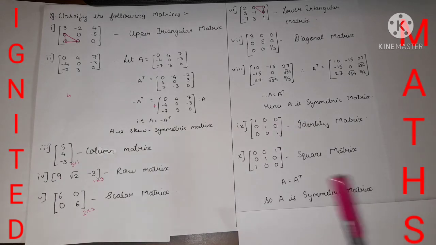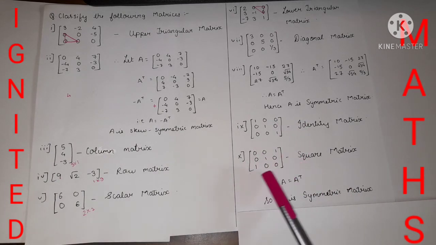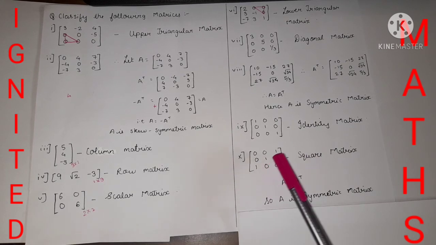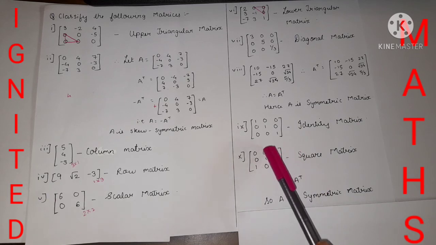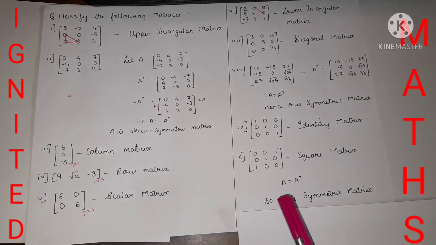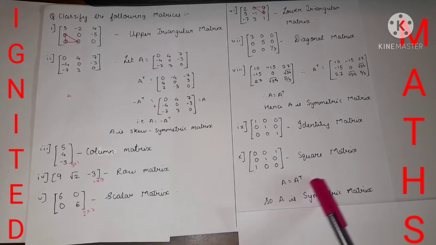Now the 10th sum. Over here you can see it is of order 3. Now after transposing it, the first row will become my first column, the second row will become my second column, the third row will become my third column. And after interchanging my rows and columns, I got the answer A is equal to A transpose. You can check it, then it is called a symmetric matrix.